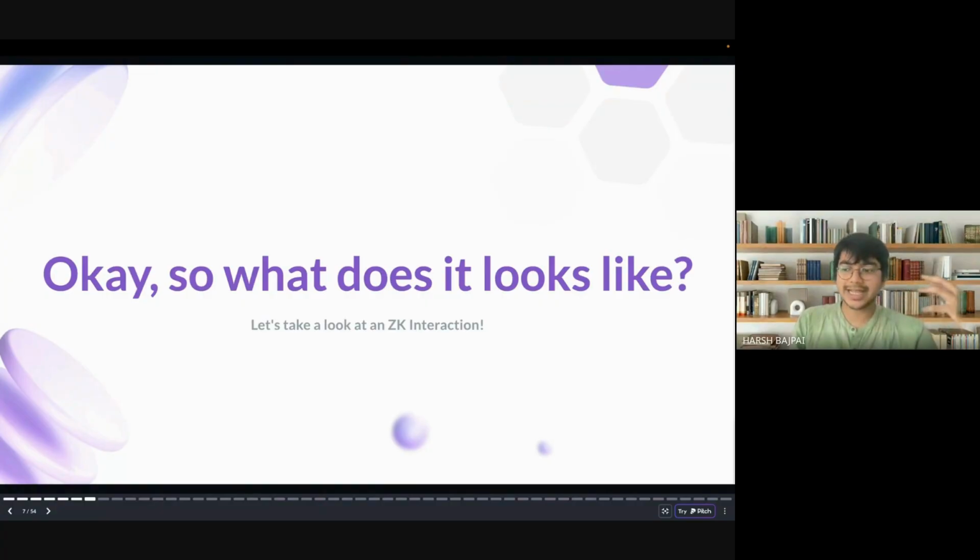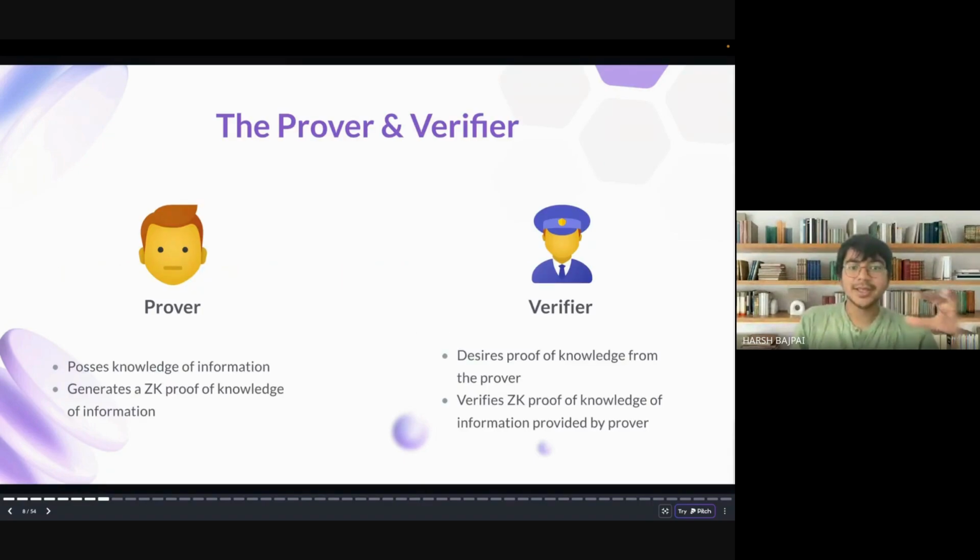And the question is, what would such an interaction look like? You would have two parties: a party called a prover, and a party called a verifier. The prover possesses some information, let's say some data, and the prover wants to prove to a verifier that the data they have satisfies certain constraints. It could be that my age is above 21. It could be something like these many blocks have been proposed and attested on Ethereum.